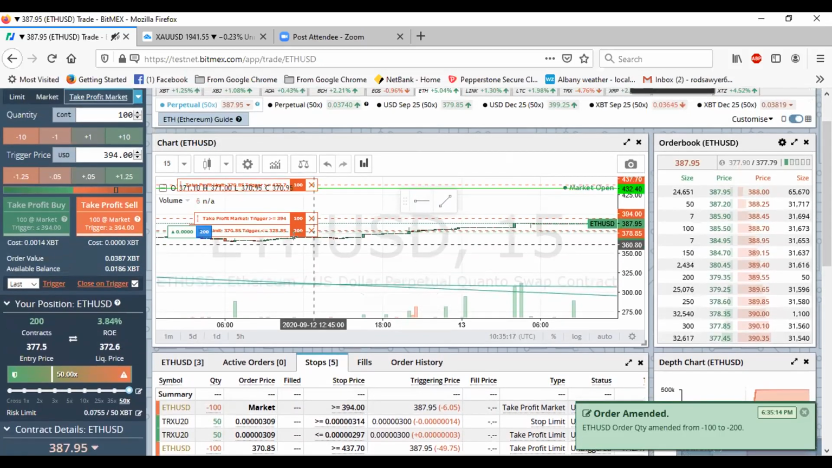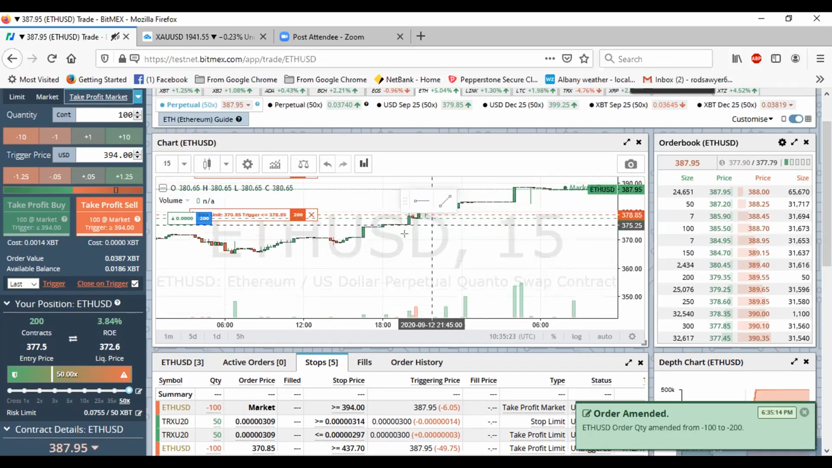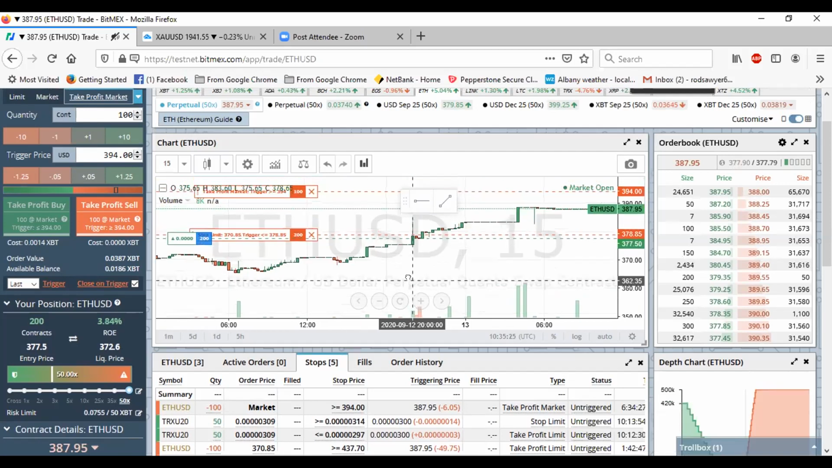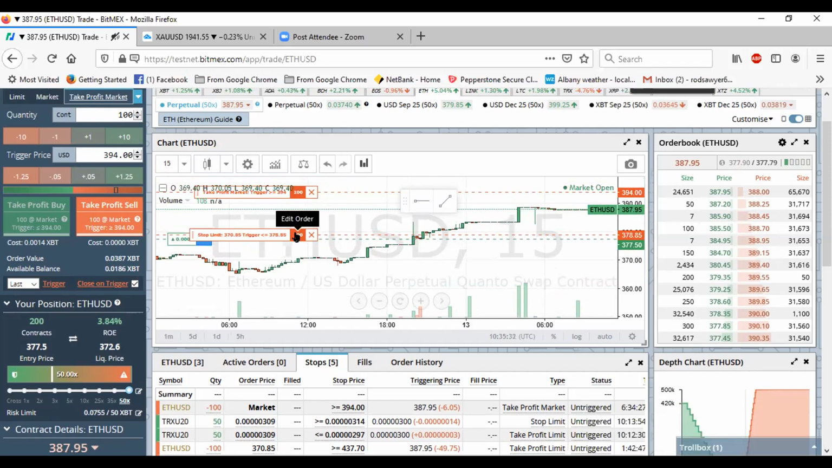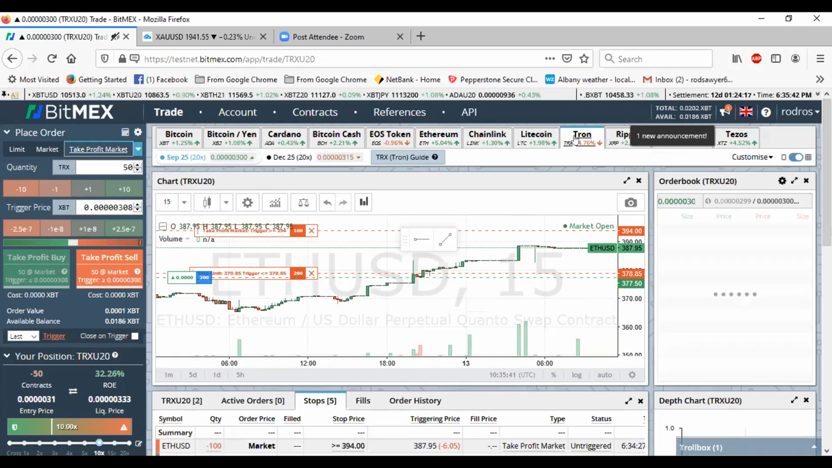So now let me zoom out a bit more again. Your stop limit is for 200 contracts now. Okay, so we just doubled the amount. Good. And we just let it ride until it hits it. Yep. Let's see how your Tron's going.